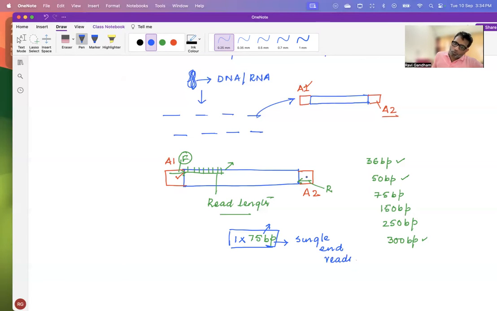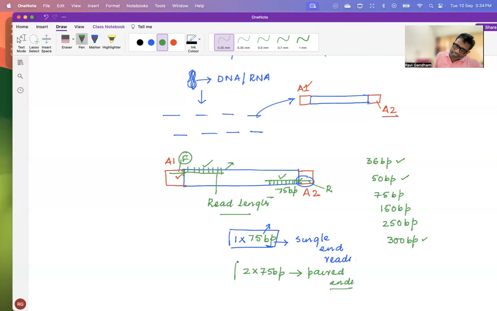Now, you can also use your reverse primer to generate a fragment from the reverse direction. And if, again, in the process of synthesis you are sequencing and generating a 75 base pair fragment, and now that you have generated fragments both from the forward as well as the reverse direction, this is now referred to as 2 into 75 base pair. And this is now referred to as paired end reads. So now you clearly understand what paired end reads and single end reads are.